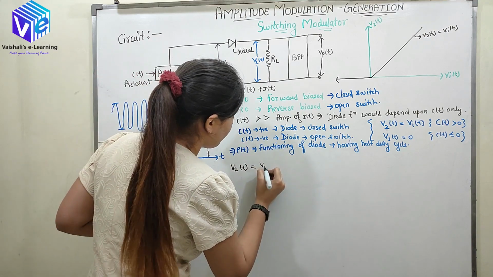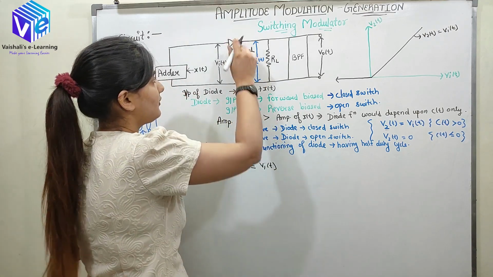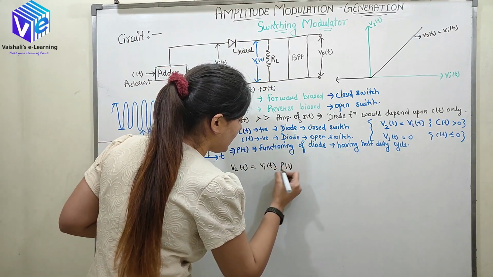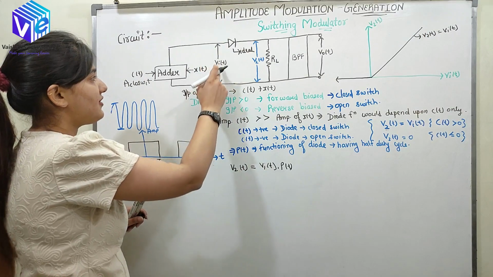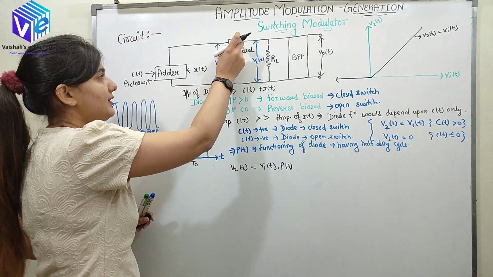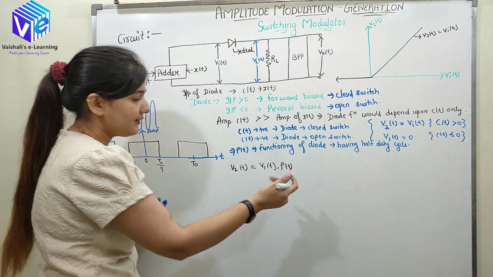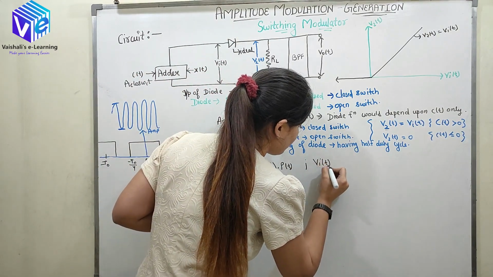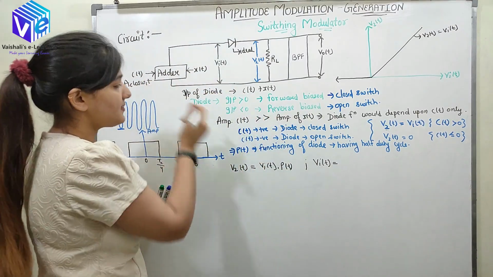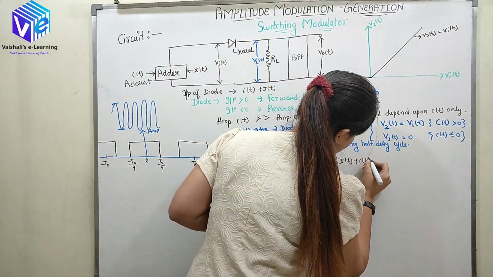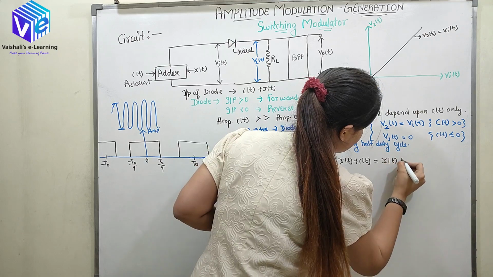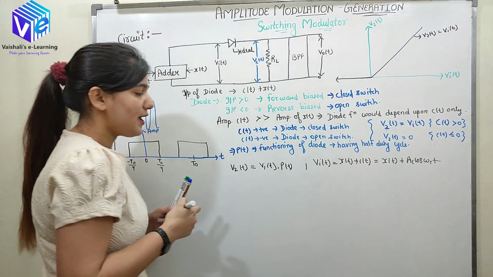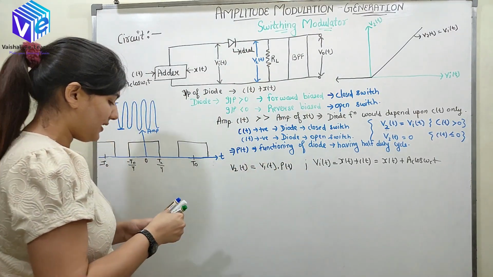V2T would be V input T into the functioning of this diode. The diode is represented by PT. So whatever I have V input T, when it is multiplied by the pulse of this diode, I'll get the output. So where V input T was, V input T is again XT plus CT. So I can represent CT as AC cos omega CT. So now I know V input T, I should know the PT.